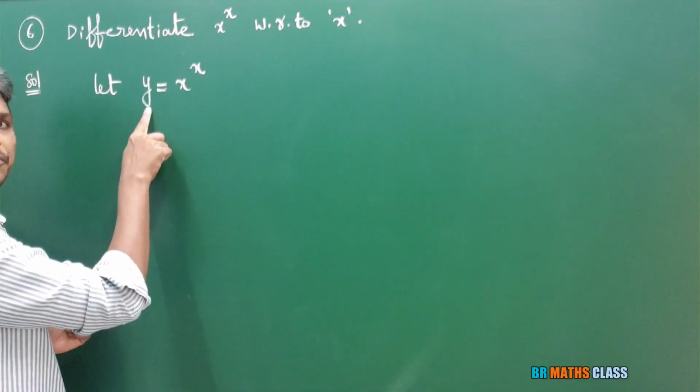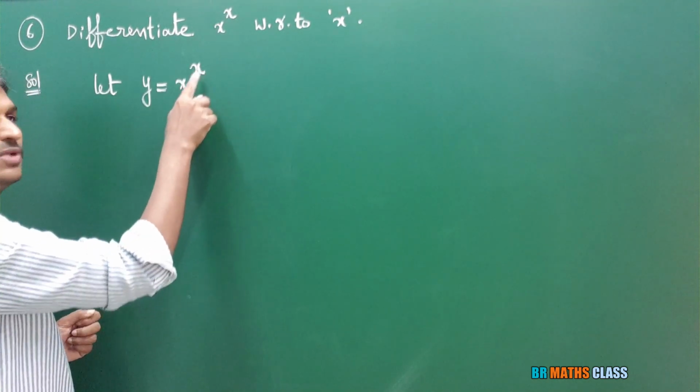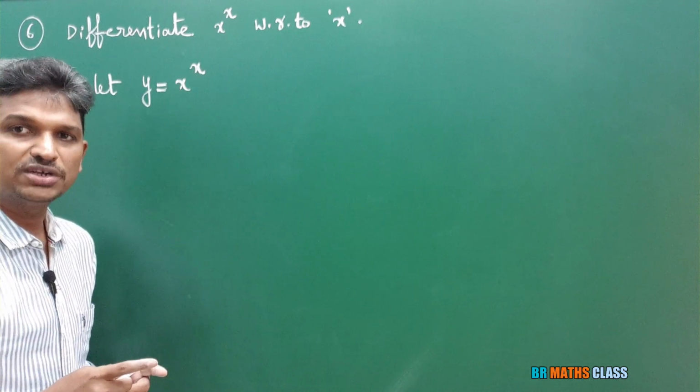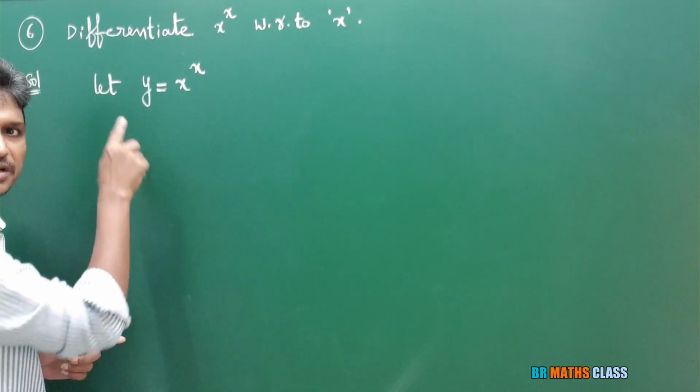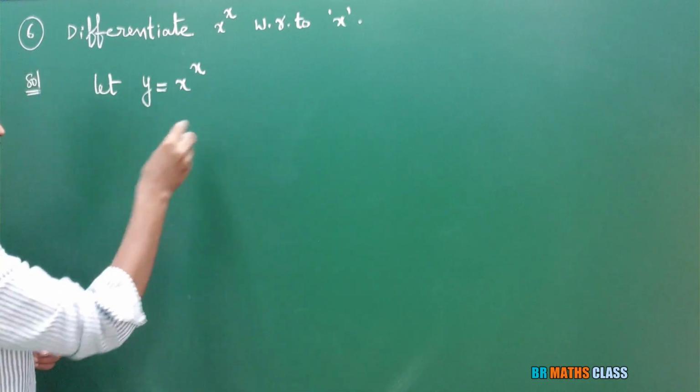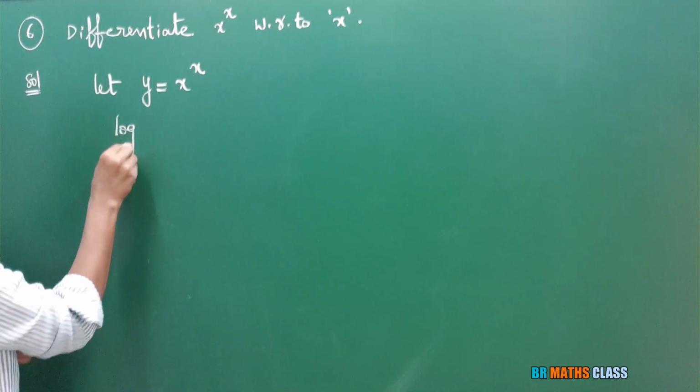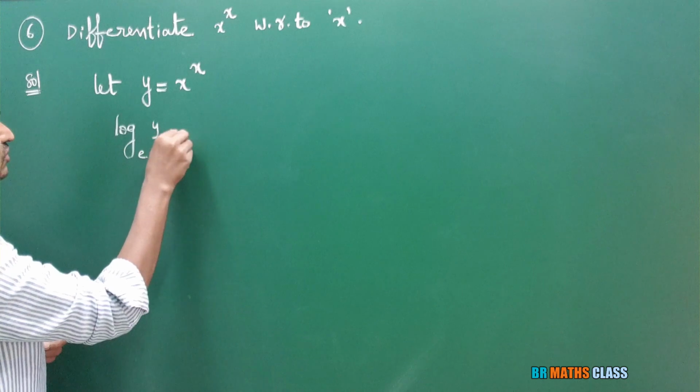Once you take the given function as y and it is of the form f of x power g of x, the first thing you need to do is take logarithms on both sides. You can write a step here, taking logarithms on both sides, but I am not writing it, I am writing the direct step. I am taking logarithms to this on both sides.